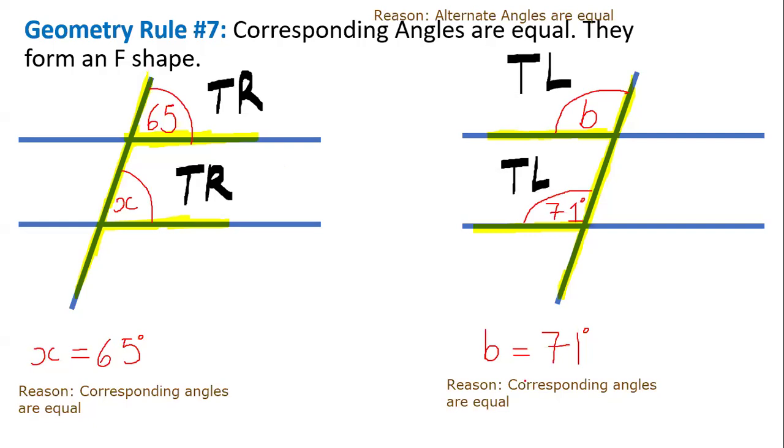Lavender Johnson, why is B equal to 71? Because corresponding angles are equal. Very good, because corresponding angles are equal. And what shape? Anyone can answer. Which shape do corresponding angles form? An F shape. Very good. They form an F shape.